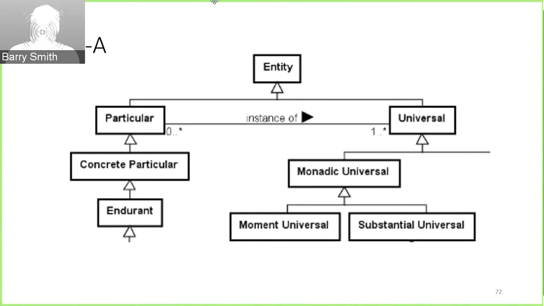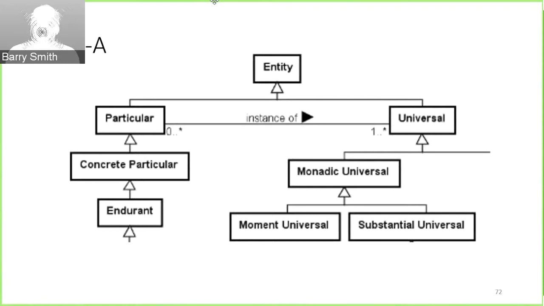Now, the problem is, let's just look at UFO A again more closely. We have particular instance of universal, but particular itself is a universal as it appears on the page because it has a sub-universal or a subclass, concrete particular, which in turn has endurant as one of its subclasses. So what we have is particular is a universal, which is an instance of universal. And so universal must include both universals which have particular instances as instances and universals which have universals as instances, such as the universal particular.